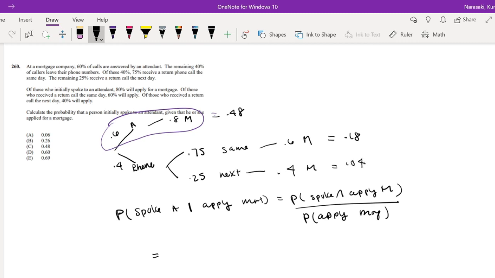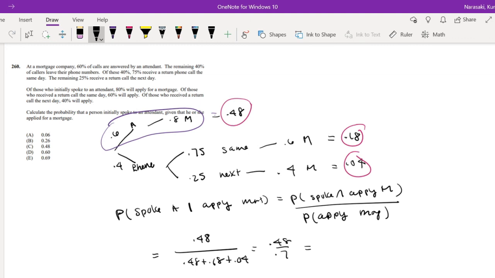Okay, so the numerator is just the 0.48, and the denominator, what is the probability that they apply for a mortgage? Well, that's just equal to this plus this plus this. So that's equal to 0.48 plus 0.18 plus 0.04, which is equal to 0.7. So 0.48 divided by 0.7 is equal to 0.685, which is approximately equal to 0.69, which is our answer E.